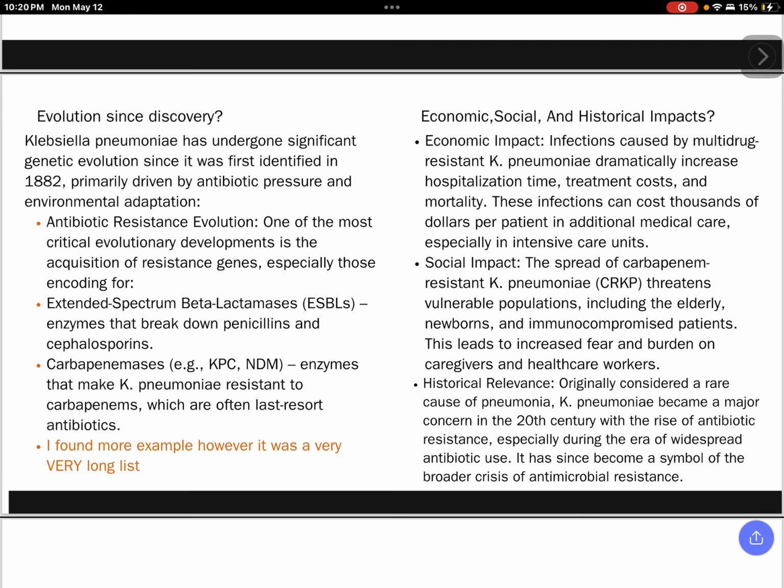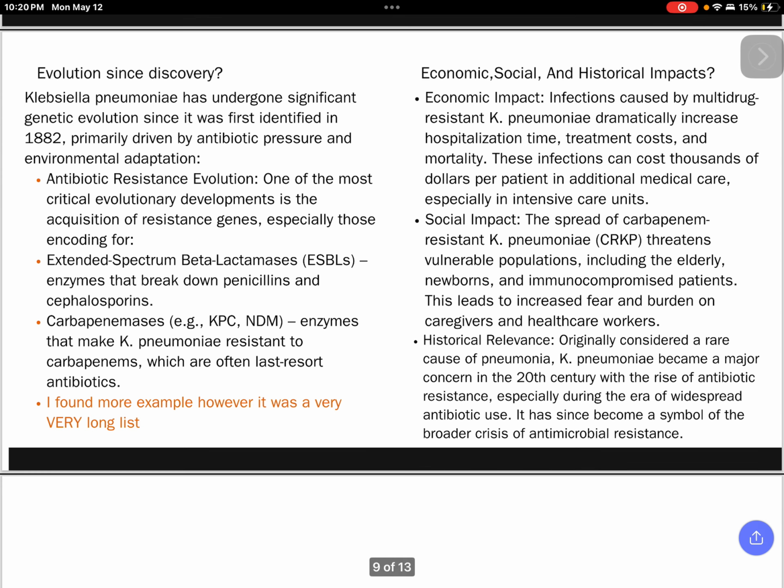I did find more examples, however, it was a very long list and probably could go on for a billion quadrillion pages, but these were the ones that I found more important to talk about.